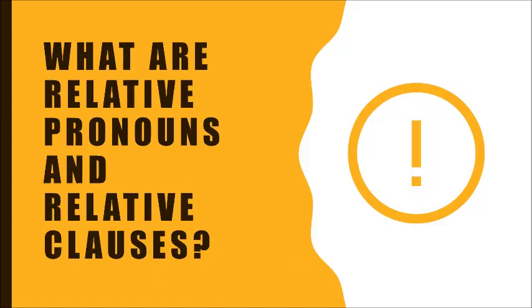What are relative pronouns and relative clauses? Well, a relative pronoun is a type of pronoun that often introduces dependent or relative clauses in sentences. They also can stand alone as the subject or object of a sentence. What are relative clauses? Relative clauses are clauses starting with the relative pronouns who, that, which, whose, where, and when. They are most often used to define or identify the noun that precedes them.